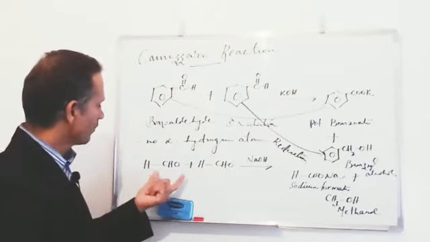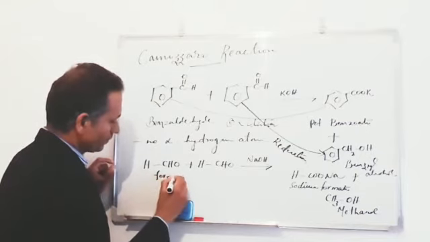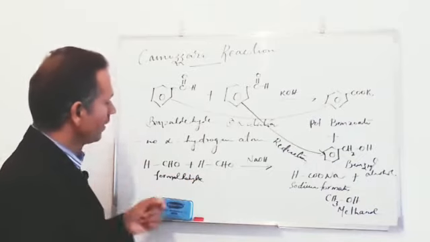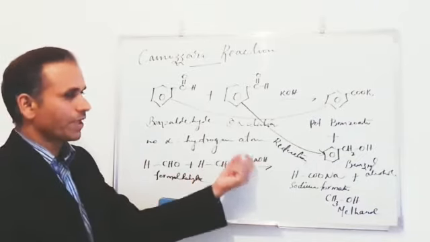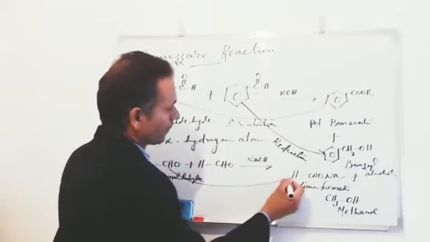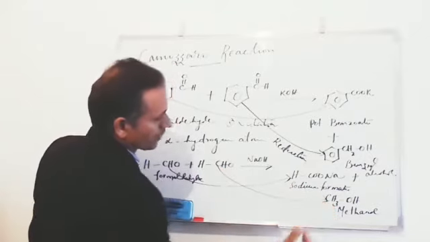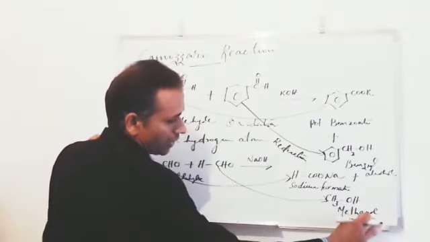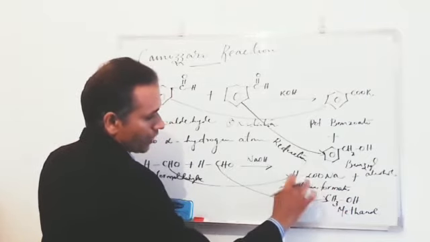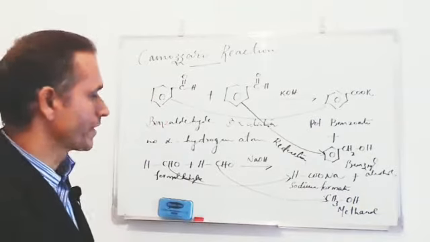Similarly, in the case of formaldehyde, when formaldehyde is treated with sodium hydroxide or any strong base, one molecule is oxidized into sodium formate, and another molecule is reduced into an alcohol. It's called methanol, CH3OH, and here is sodium formate, HCOONa, the sodium salt of formic acid.